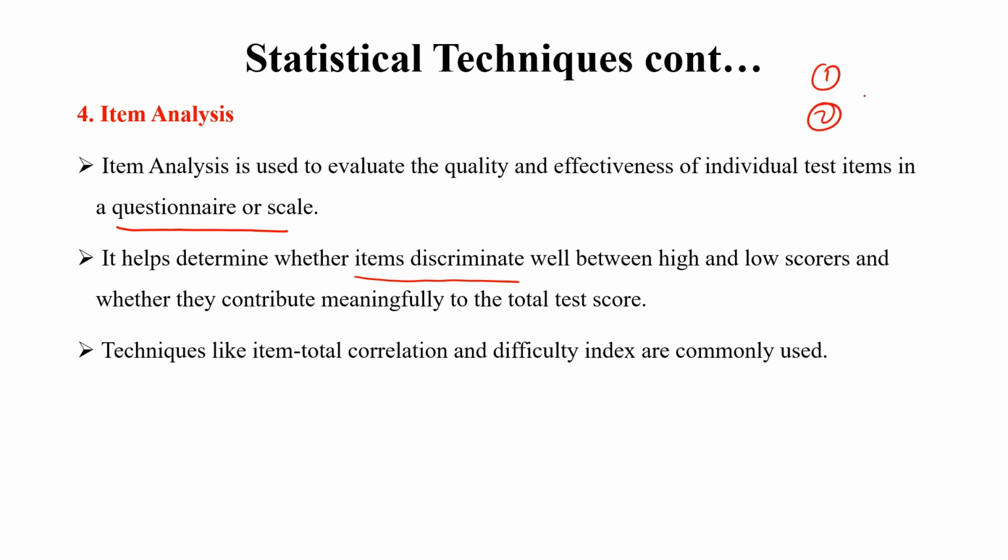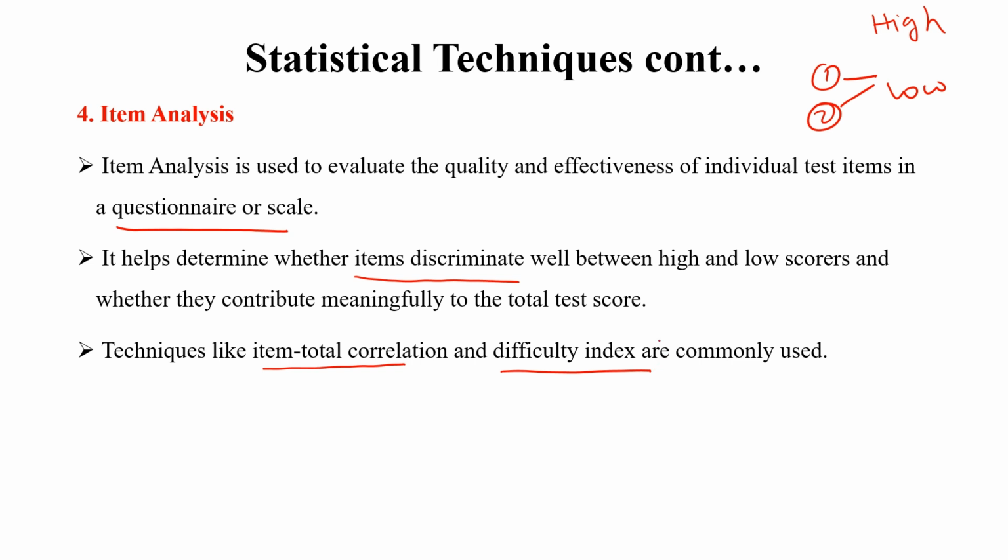One method among item analysis is item discrimination, which helps us discriminate the people who are scoring at the top, that is high scorers, and low scorers. So this item should be able to identify who are the high scorers and who are the low scorers. It should have that ability to distinguish between those two types of scorers, and contribute meaningfully to the total test score. And we have item total correlation and difficulty index also.